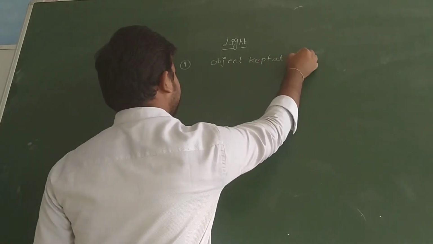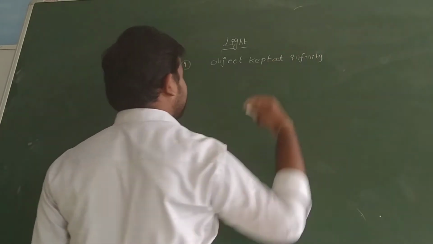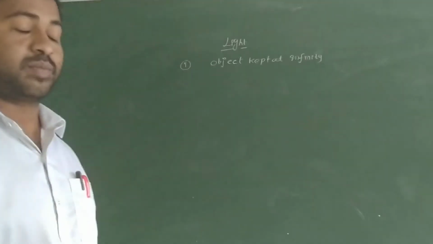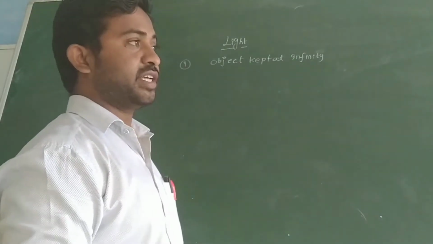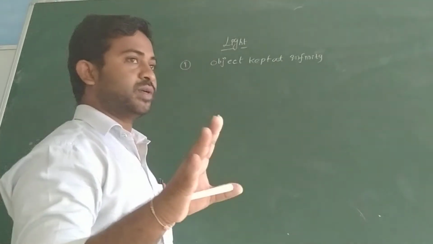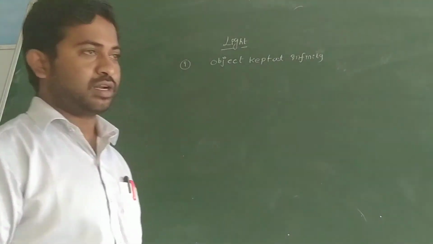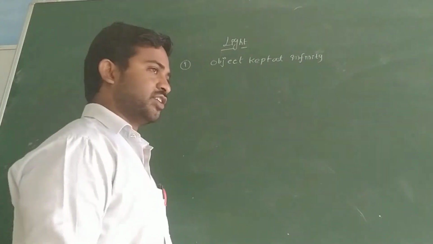Object kept at infinity. To discuss this image formation, I already discussed one concept before last class, that is image formation due to spherical mirrors. If you don't have an idea of the rules for image formation, you can't construct the image. This applies not only to the concave mirror but also to the convex mirror.